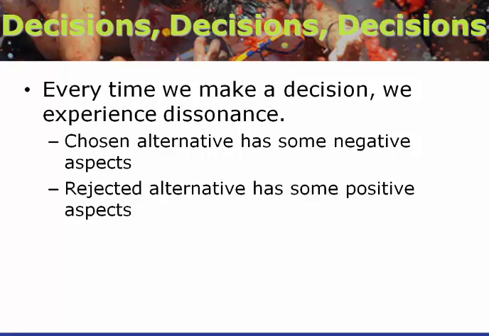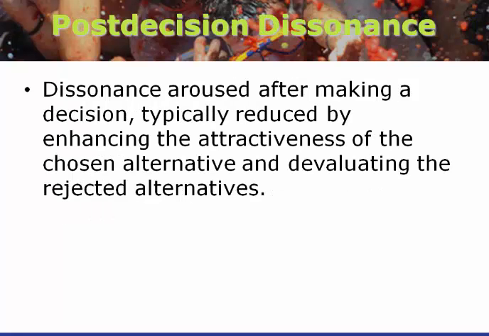This happens with simple decisions like where you're going to eat, but also major life decisions like who you're going to marry and what you're going to do for a living. So in every situation where you have to make a decision, no decision is perfect, right? There are always going to be some negative aspects to the option you chose, and there are going to be some positive aspects to the option that you rejected. This is going to produce dissonance because we know that our decisions are not perfect. So this leads to something called post-decision dissonance.